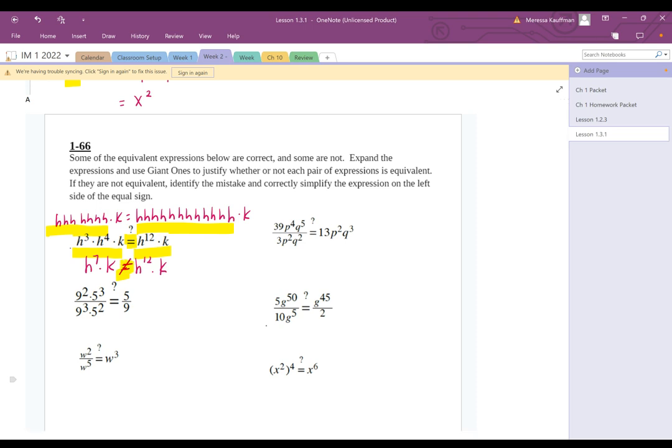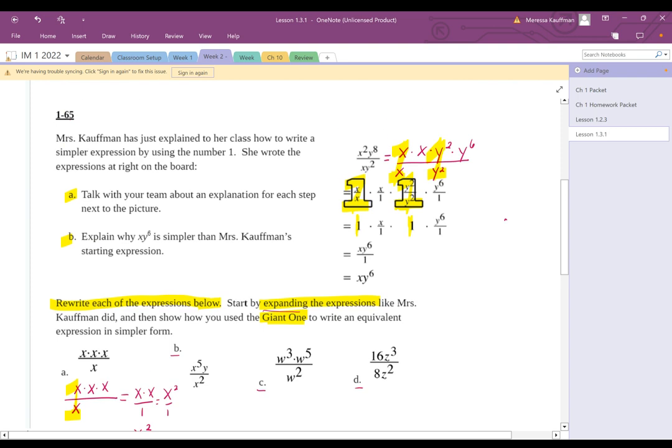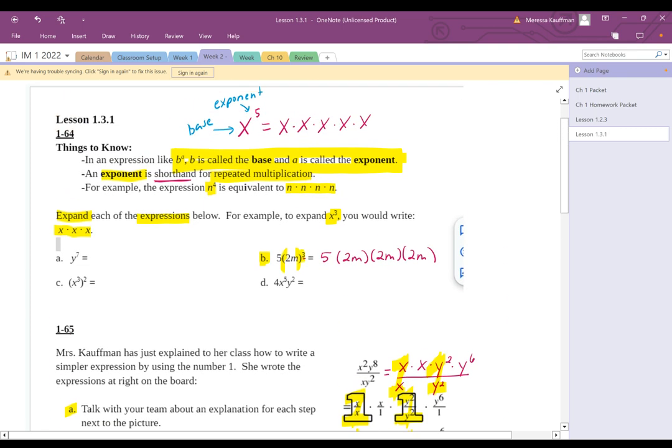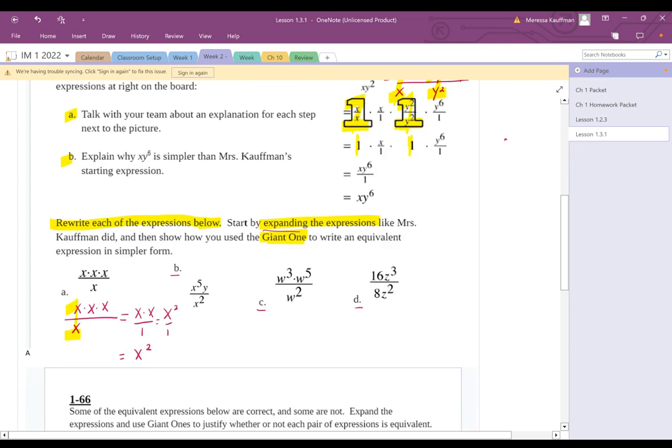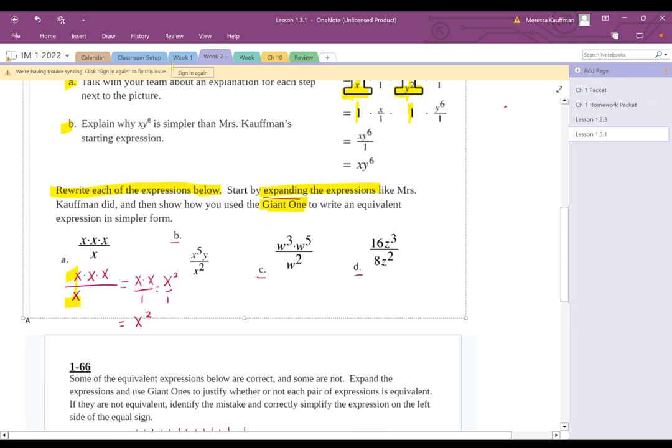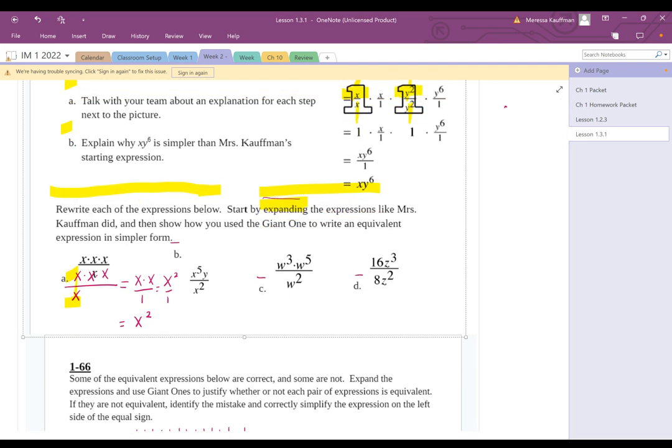All right, that's what you're going to be doing for the rest of these problems here. Now remember, when you are doing these problems, you need to write them down. So you'd write down y squared, and then you'd write down its expanded form. Or you're going to write x times x divided by x, and you're going to write down its simplified form. Same with the ones on the bottom.